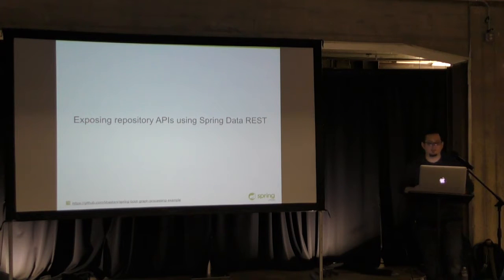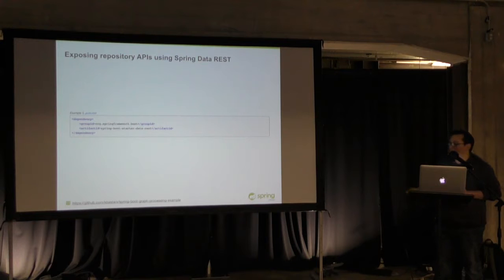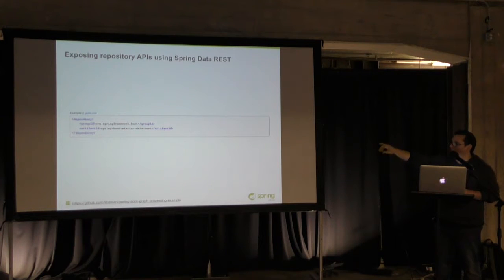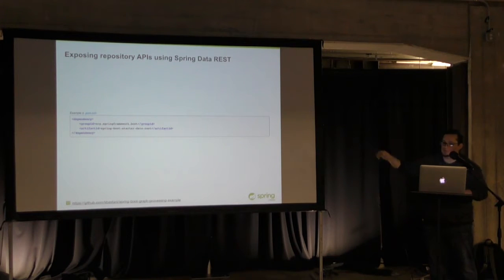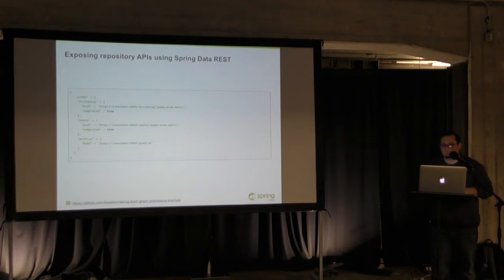Okay, so exposing the repository APIs using Spring Data REST is really simple. I don't have to do any more work or add any more code. If I want to make my repositories a REST API in Spring Data, all I have to do is add a dependency, which is Spring Boot Starter Data REST. Spring Boot is going to automatically configure the application to turn the repositories that we created into REST APIs.